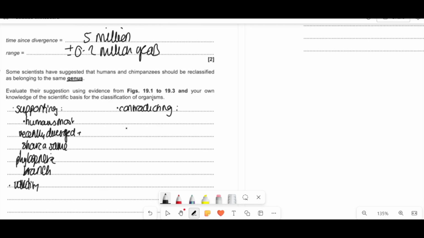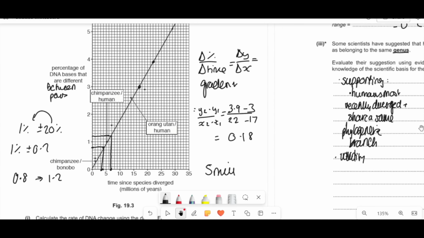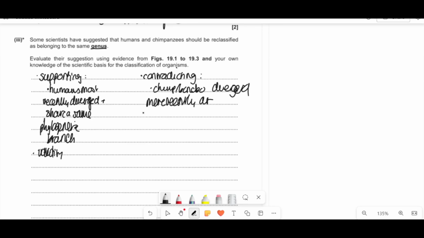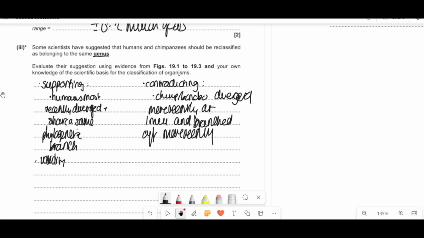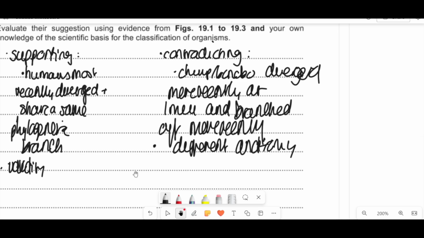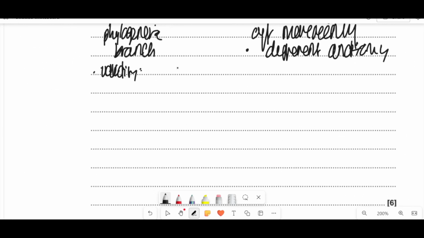So one thing immediately is that the chimpanzee and bonobo diverged more recently, at how many million years is that? Like 1 million years, and branched off more recently in the other figure, right? But as well as that, another thing that's contradicting is that they also have different anatomy. Their build is different.